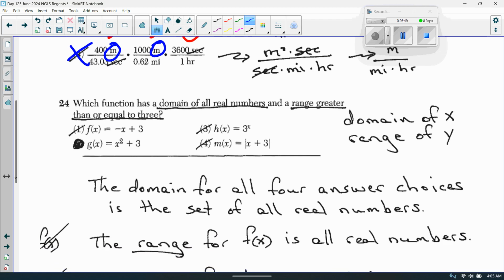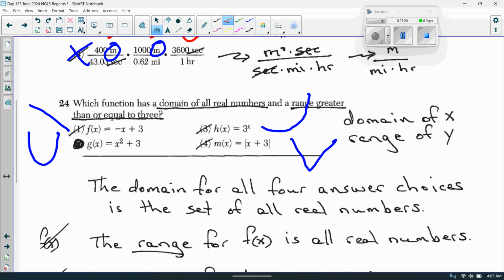And the final multiple choice question. Which function has a domain of all real numbers and a range greater than or equal to 3? Okay, so first thing is, obviously, if I see all these equations, I would graph it. To save a little time, I'm just going to graph it right here. Number 1 looks like this. Number 2 looks like this. Number 3 looks like this. And number 4 looks like this. Again, sorry for the awful drawings.